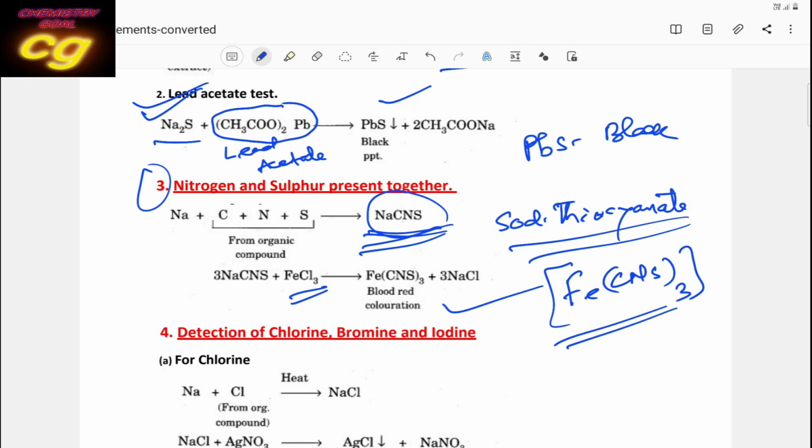If you take a few ml of Lassaigne's extract and add 2-3 drops of ferric chloride solution, a blood red colored substance is produced immediately. That substance is ferric thiocyanate, an ionic compound, which has a blood red color and indicates the presence of both nitrogen and sulfur in the organic compound.